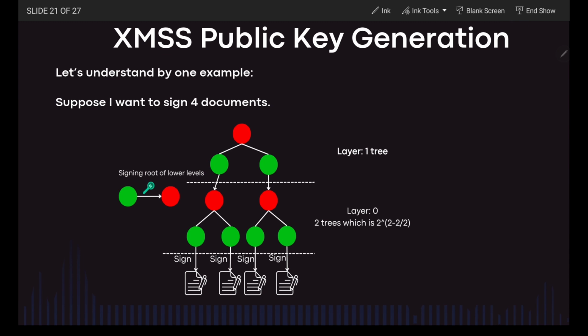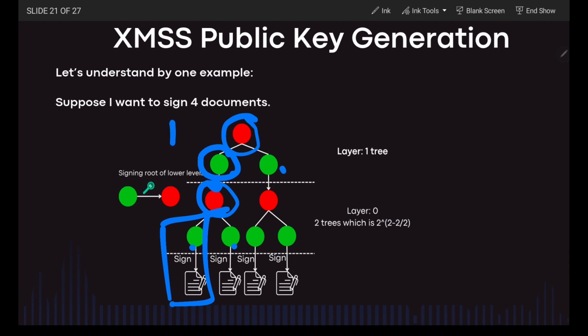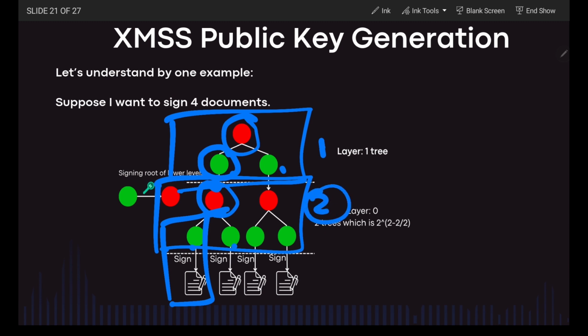Suppose we consider this as an example. If we consider this as the root node and these two are the children, then signing the root node of the lower level means this node is used to sign the node which is at the lower level, and we'll get this node. After this, this node consists of these two children, which are the leaf nodes, and is used to sign the document. So we'll consider this as the first layer, and this as the second layer.